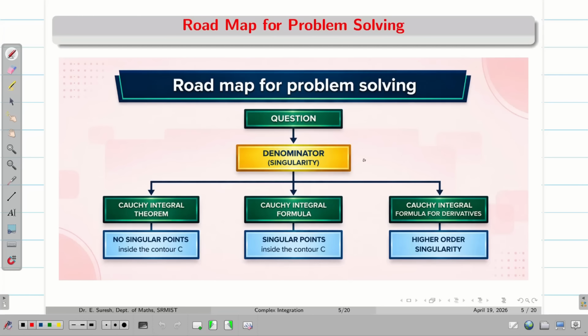At first, we have to find the singular points from the denominator. If all the singular points are lying outside, then we have to use Cauchy integral theorem to conclude the answer as 0. If the singular points are lying inside, then we have to use Cauchy integral formula. If the singular points are of higher order, for example (z minus 3) to the power 4, the order is more than 1, then we have to use Cauchy integral formula for derivatives.